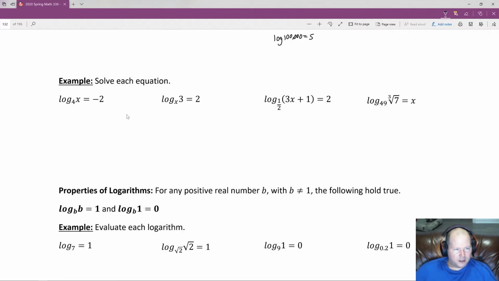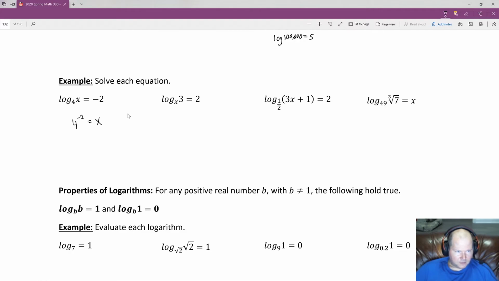Solve each equation. Now, if you use what we just learned to rewrite this with exponents, you should be able to solve these. And this is what I mean by this. Remember before I would say this is like 4 to the negative 2nd power in this case is equal to x. All right, so we'd say 4 to the negative 2nd power is equal to x.